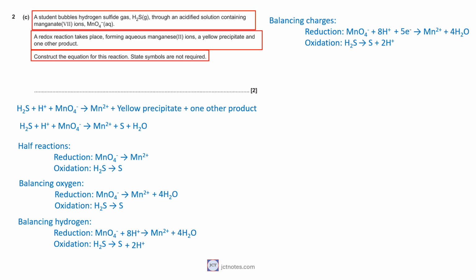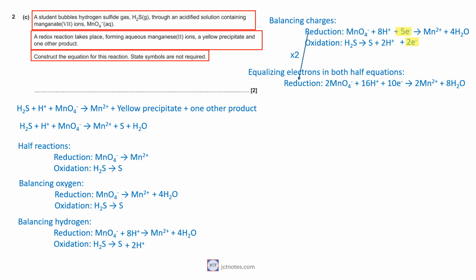In the products, we have 2 positive charges. To equalize both sides, we add 2 electrons to the products. Next step is to equalize charges in both half reactions. In the reduction we have 5 electrons and in the oxidation we have 2.